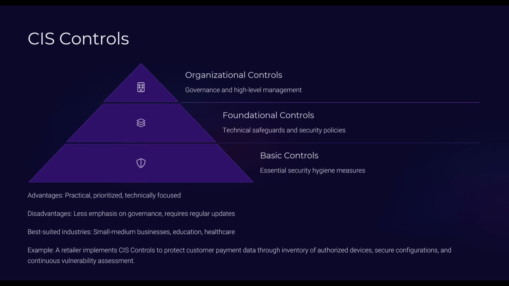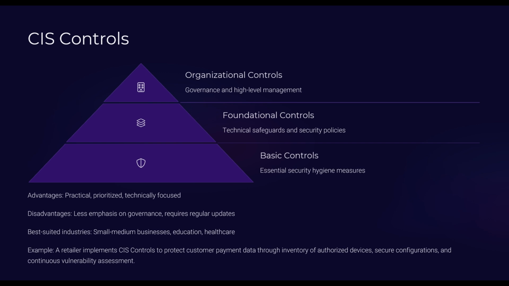Advantages of the framework include that it offers actionable guidance, a prioritization of high-impact controls, and ongoing updates for evolving threats. Drawbacks include minimal emphasis on governance and policy, the requirement for constant updates to counter new threats, and challenges implementing controls in specialized environments. CIS controls are a good fit for small to medium-sized enterprises with fewer security resources, universities balancing openness with security, and healthcare organizations protecting sensitive patient data without being rigid.